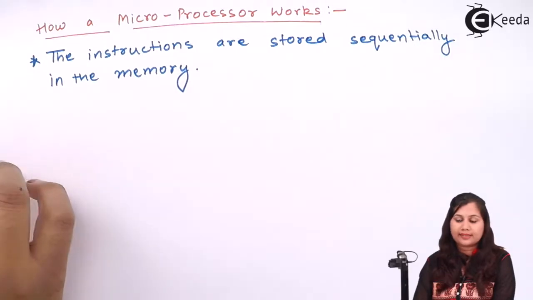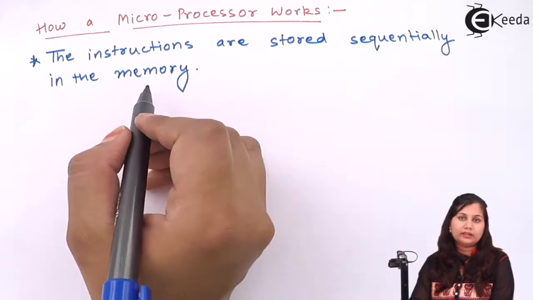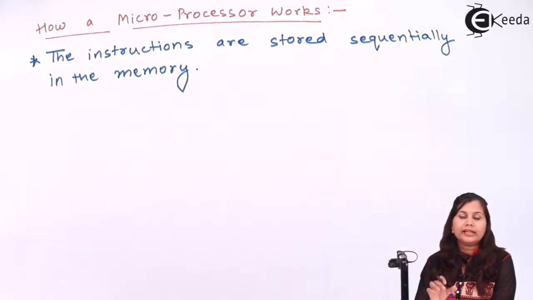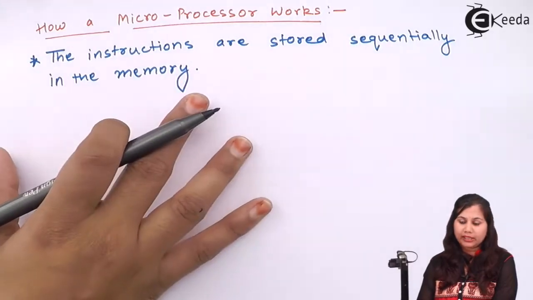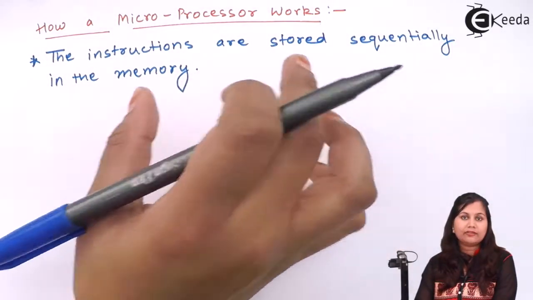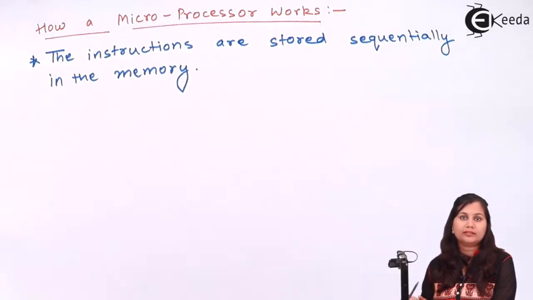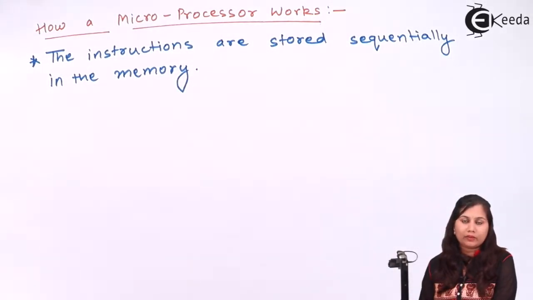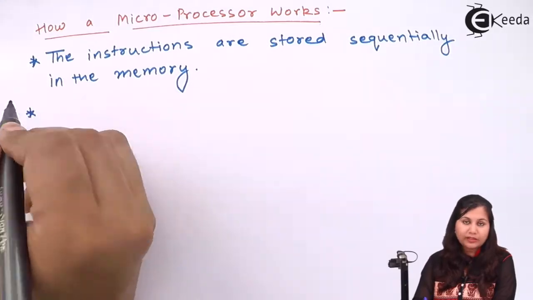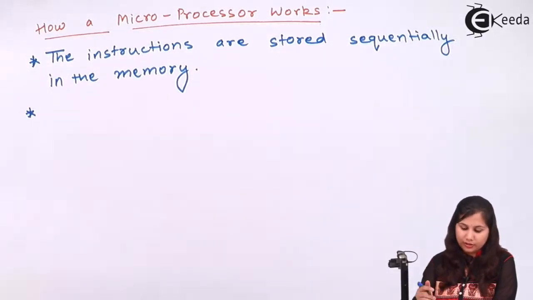The instructions are sequentially stored in the memory. The programmer makes a program, and that program is stored in the memory. When the microprocessor runs the program, it will read the instructions one by one. So first it will fetch the first instruction.